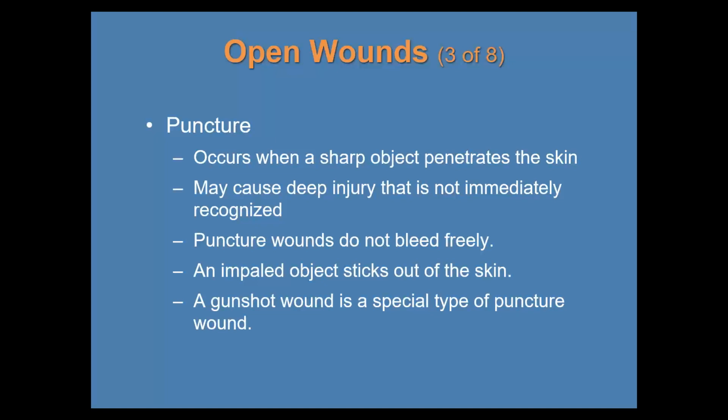An impaled object sticks out of the skin. So if you have a stick or a knife, any number of things that could get stuck in the skin, it's impaled if it stays in there. If it didn't get pulled out or come out on its own, then it is impaled. And if it broke the skin and went in there, and it came out, then it's punctured. Okay. So a gunshot wound is a special type of puncture wound. In and of itself, yes, it is a puncture. However, the wound channel, the length of the wound itself, is generally longer than most things would be. So that makes it different.